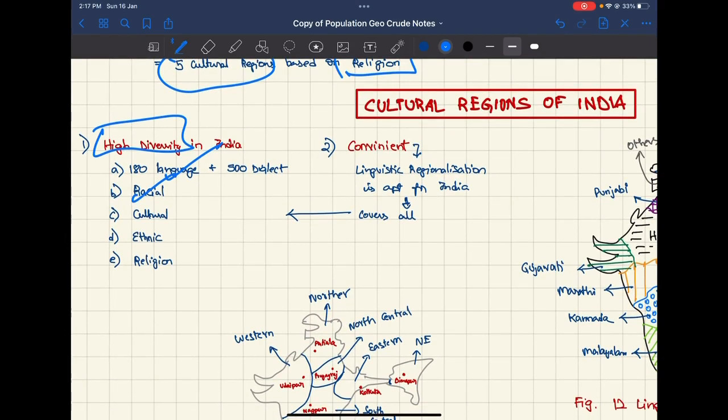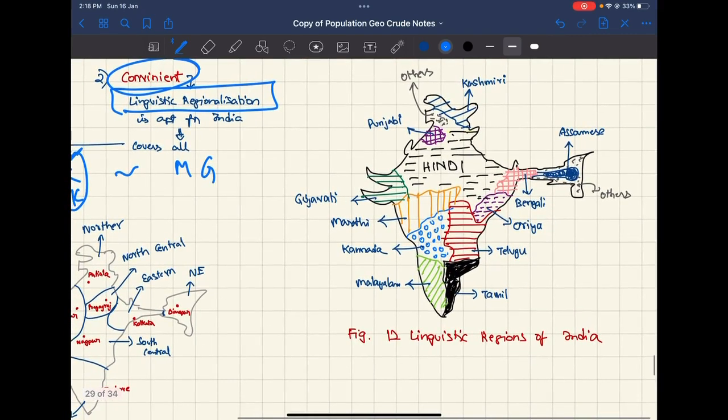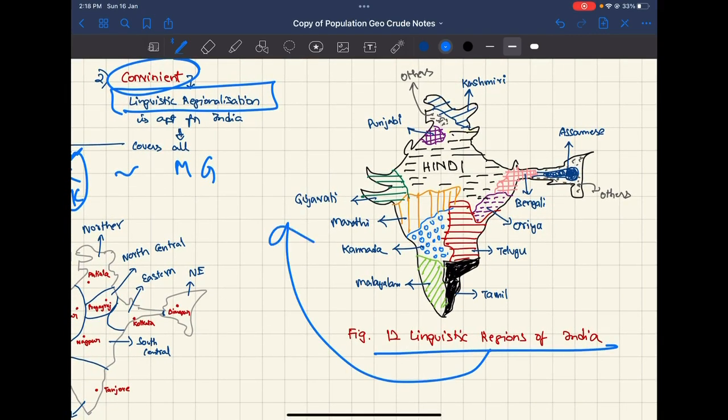Now coming to cultural regions of India, there is very high diversity in India in terms of languages, races, culture, ethnicity, and religion. But despite all this, the most convenient thing is to do the linguistic regionalization, because a Muslim from Kerala has very little in common with a Muslim in Gujarat. But a Kerala Muslim and Kerala Hindu will have very high common features. So you can just substitute the 12 linguistic regions for cultural regions of India.